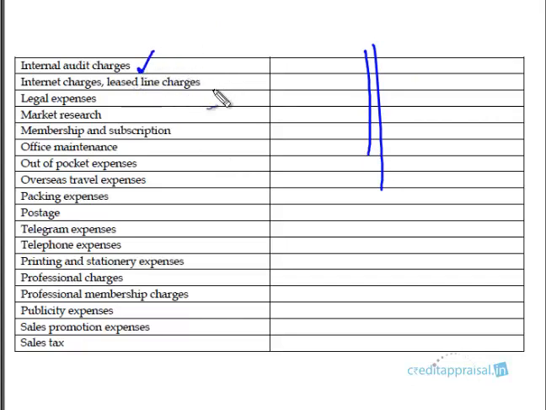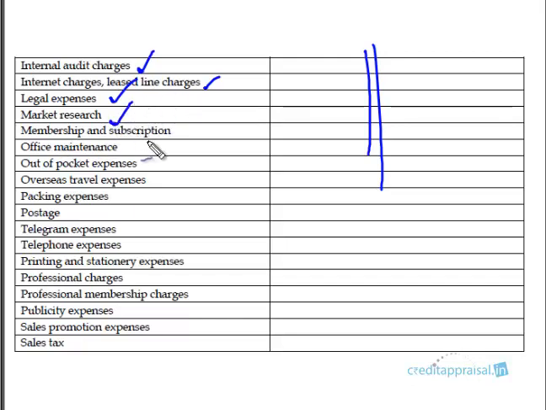Internal audit charges will be, just like auditor's remuneration, a selling general expense. Internet charges, general expense. Legal expense, again, it depends on what you're actually pursuing. Usually it will be a general expense because we are dealing with customers. So if it has something specifically to do with the production process, then you can have it in the direct expense. But usually it is a selling general expense.